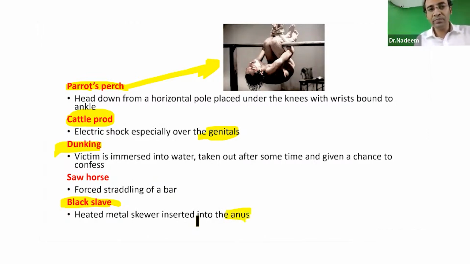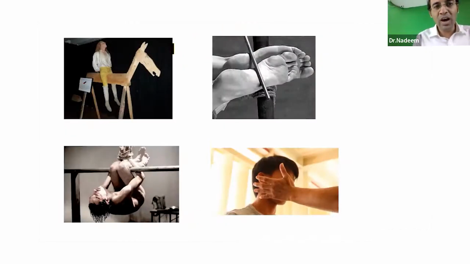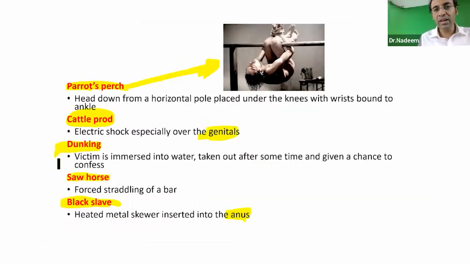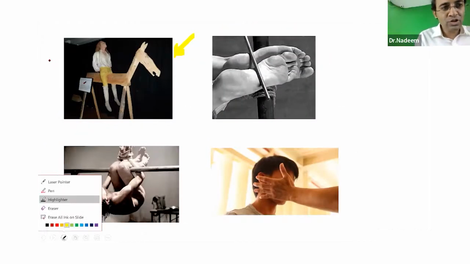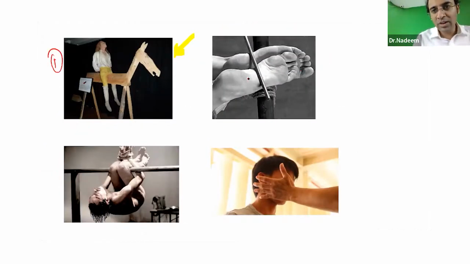What about this one? Picture number 1. If you are making a person to sit on this wooden part like this, like on the wooden horse, this is called as sawhorse. Fine. So now you answer it, please, all these parts. See, this is sawhorse. And this is what? This is called a phalange or the bastinado. Okay, what about picture number 3? Yeah, this is called the parrot's perch.